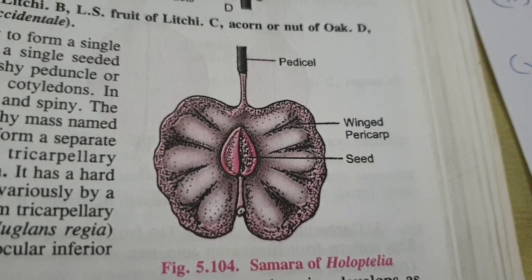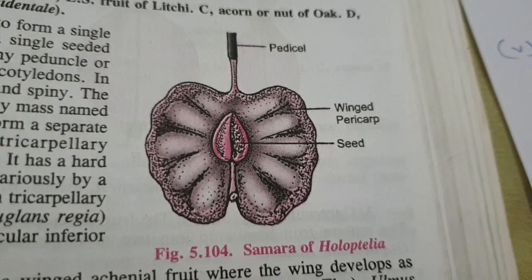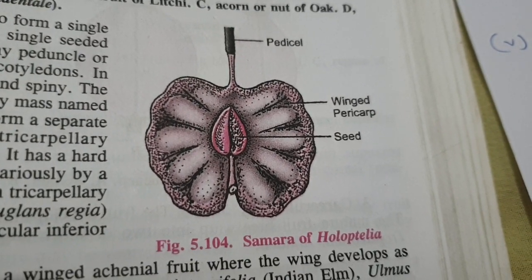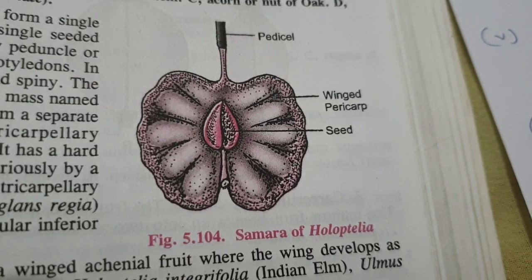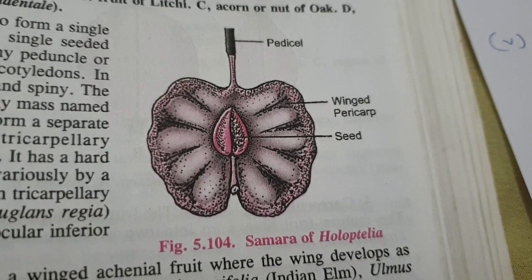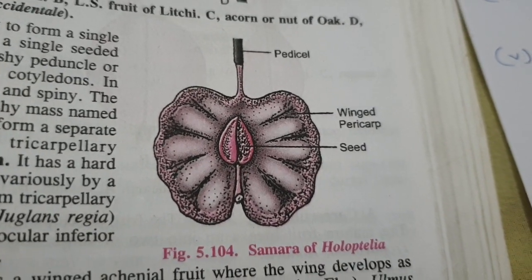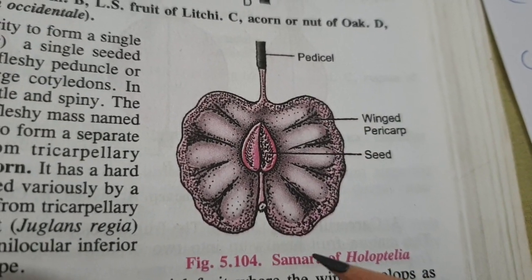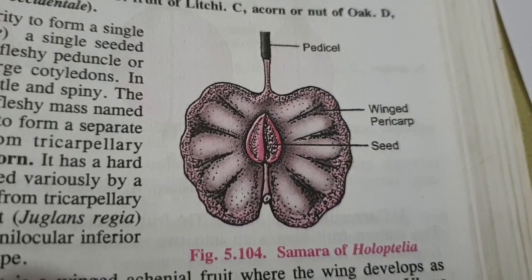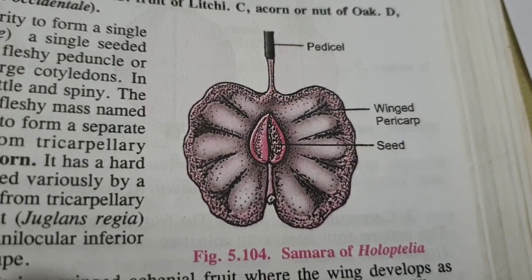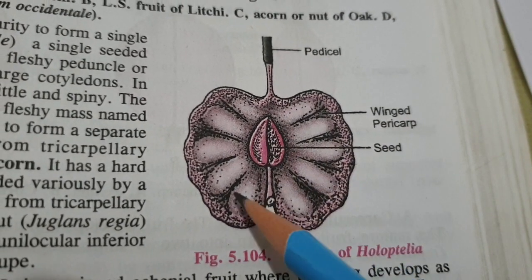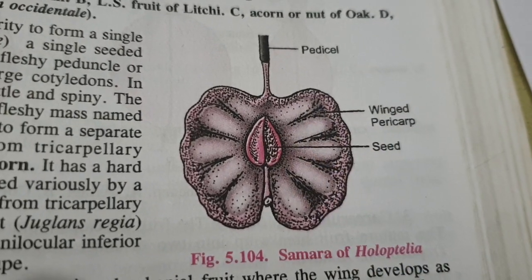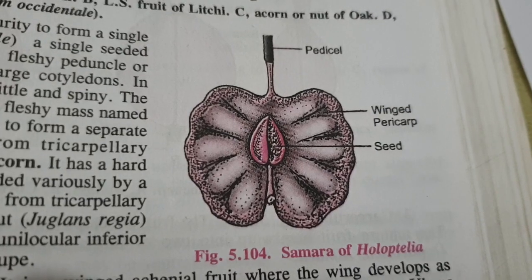And the last one is the samara. It is a single seeded indehiscent dry fruit. Here the pericarp bears membranous outgrowth called the wings for wind dispersal, as for example Shorea robusta, or in Holoptelea also we can see. So this is the fruit which we call samara. Here the seed is present. These are the winged pericarp which help it for wind dispersal.